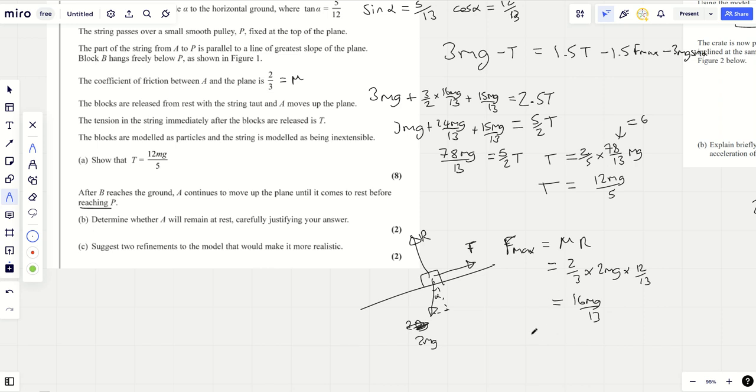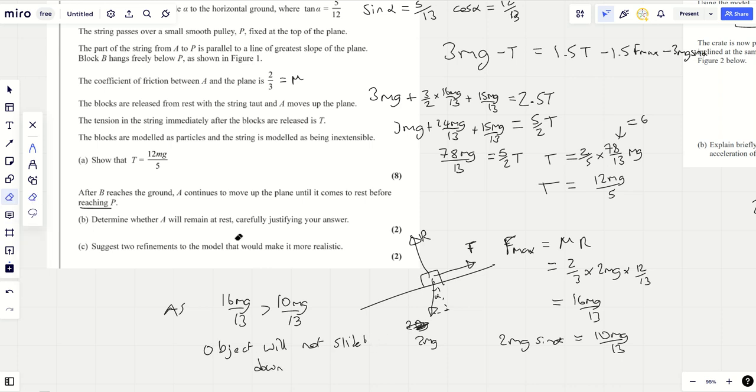Now what we want to do is compare that to the force down the slope, which is 2 mg sine alpha. And 2 mg sine alpha is 2 mg times 5/13, which is 10 mg over 13. And so is the force down the slope stronger than the possible force up the slope? No, because we could have 16 mg over 13 acting up the slope, and hence as 16 mg over 13 is larger than 10 mg over 13, the object will not slide down, because the friction's too strong. It will only take a value sufficient to oppose the movement, i.e. it will take a value of 10 mg over 13, but that will stop it sliding down and forces will be balanced. And so there we go.